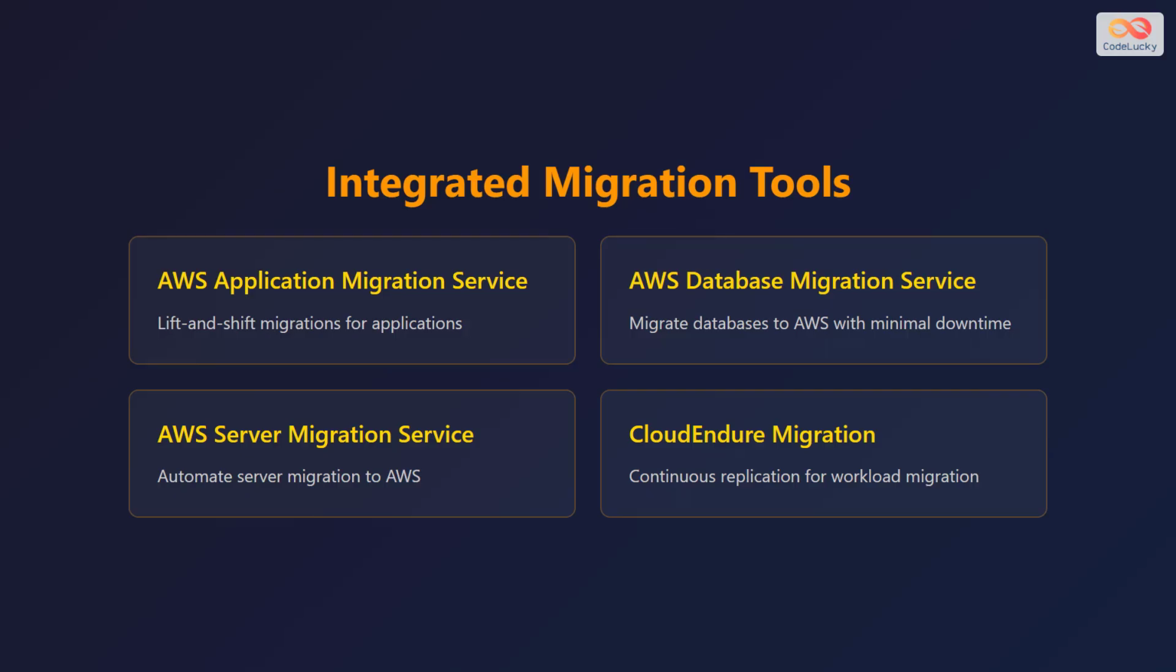Migration Hub integrates with several AWS migration tools to provide comprehensive migration capabilities. AWS Application Migration Service enables lift-and-shift migrations for applications, moving them to the cloud with minimal changes. AWS Database Migration Service helps migrate databases to AWS with minimal downtime, keeping your systems running during the transition. AWS Server Migration Service automates server migration to AWS, handling the technical complexities. CloudEndure Migration provides continuous replication for workload migration, ensuring data consistency throughout the process.